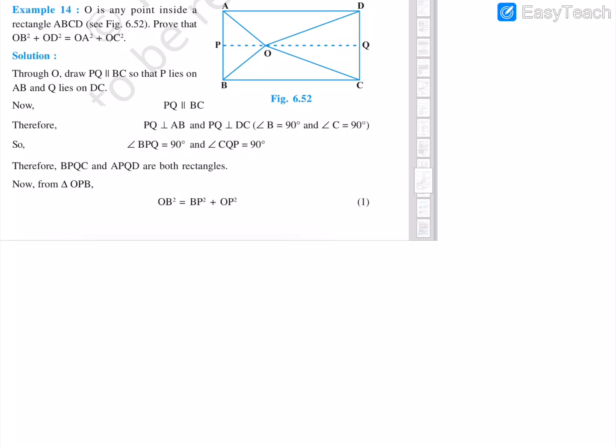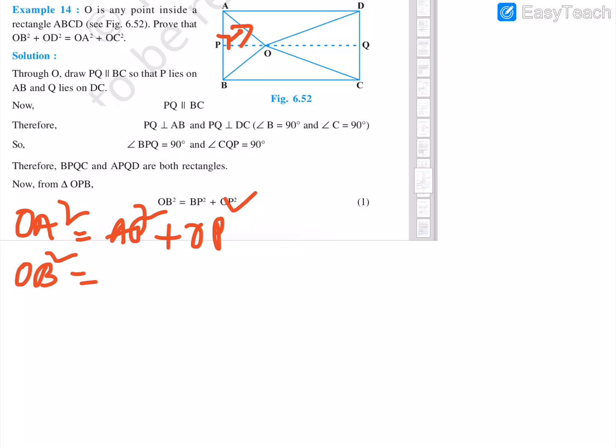Now let's take this first one, that is triangle OPA. Where is the right angle? P. So the opposite side will be the hypotenuse. OA square is equal to AP square plus OP square. Similarly in the second triangle, OB is the hypotenuse, so OB square is equal to OP square plus BP square.